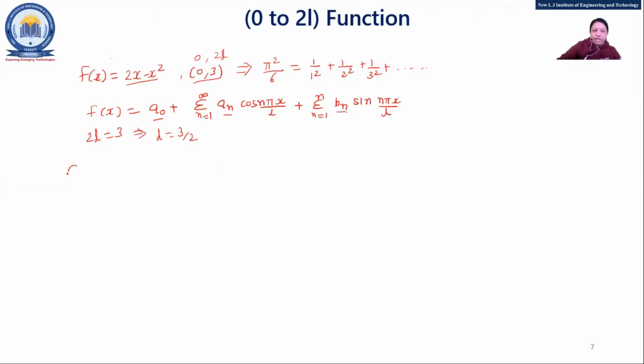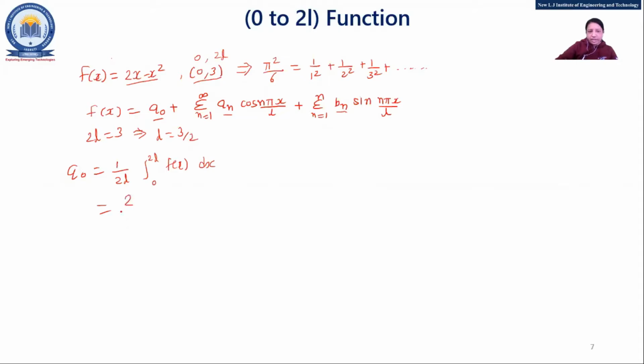Fine. So A0. All of you have to count this value with me only, right? You need to count A0. So the equation is 1 upon 2L integration 0 to 2L fx dx. And fx is 2x minus x square. Here L is 3 by 2, right? And that is in the denominator. So I can write what?